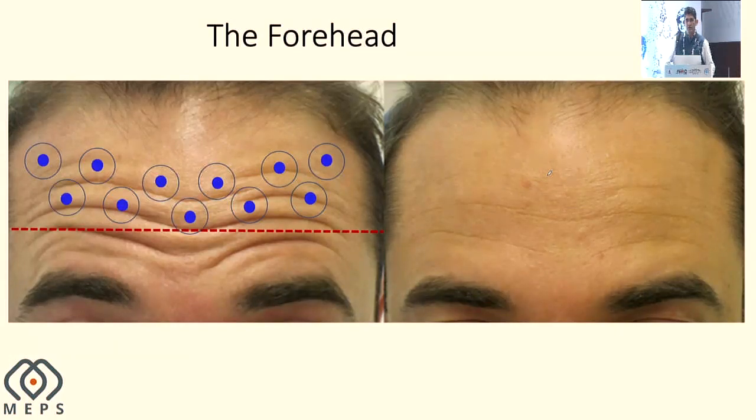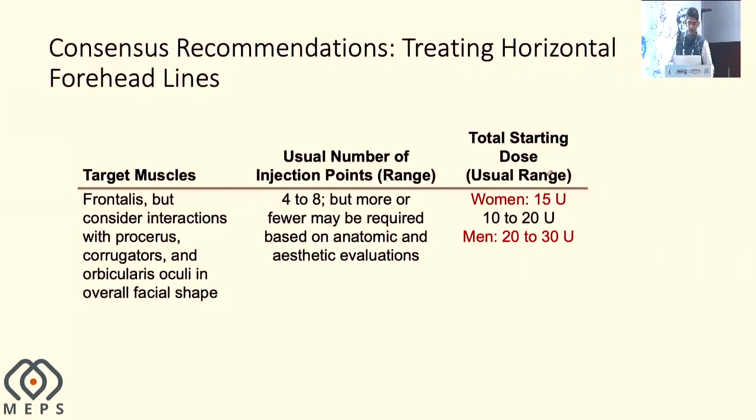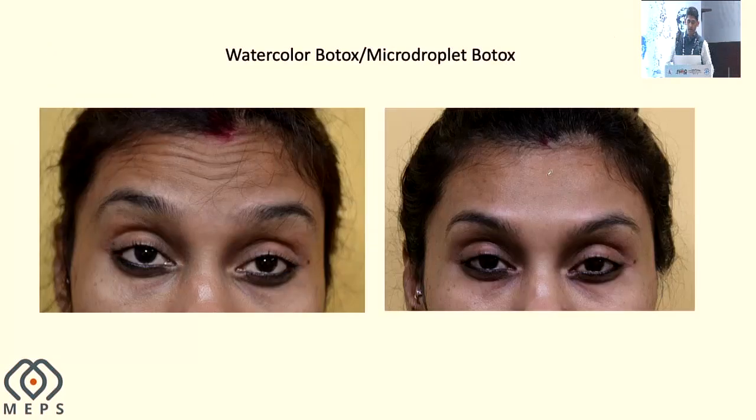Depending on the diffusion capacity of the molecule, you need to space it out, and sometimes some people also like to do watercolor injections. But to begin with, in women, 10 to 15 units is a good dose to cover the frontalis, and in men it requires more dose, because in men the forehead is thicker and the muscle needs more injections. So 20 to 30 units is a good starting point for men for the forehead.